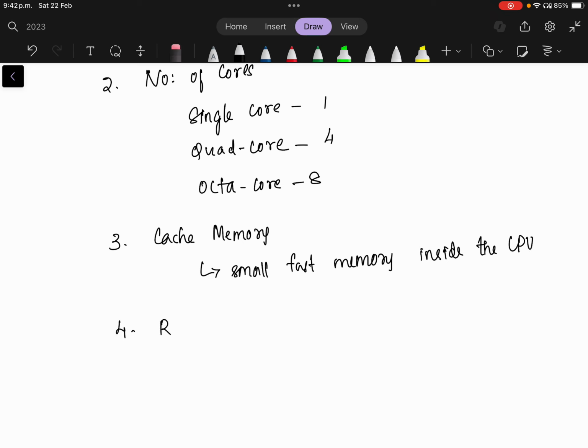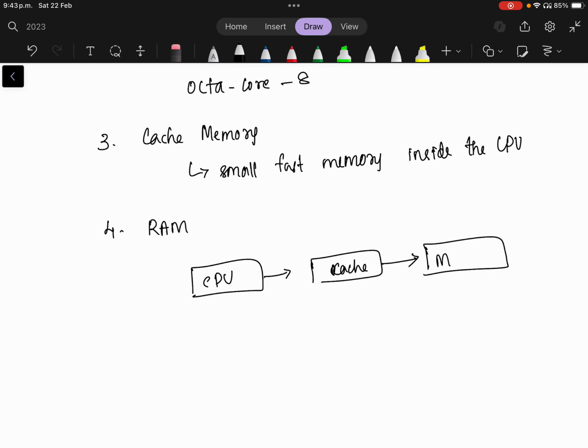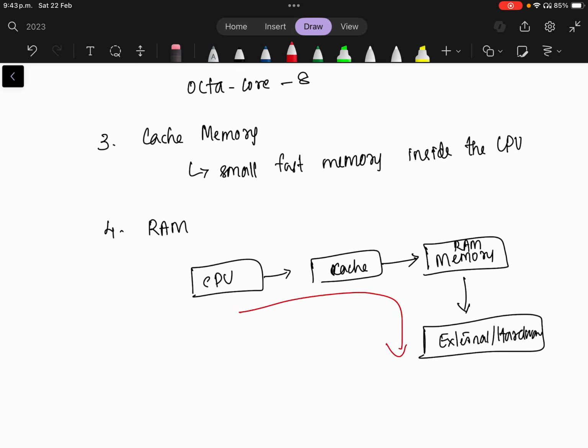The fourth factor is the RAM, which is the random access memory. The CPU needs enough RAM to sufficiently handle multiple applications. If the RAM is too small, the CPU has to rely on slower storage like a hard drive, which slows down the performance. So what happens is that the CPU will check the cache memory. If it doesn't find the information in the cache memory, it goes to the normal memory, which is the RAM. If it doesn't find it in the RAM, it goes to the external memory or the hard drive, which is much slower. The speed is slower on this side.